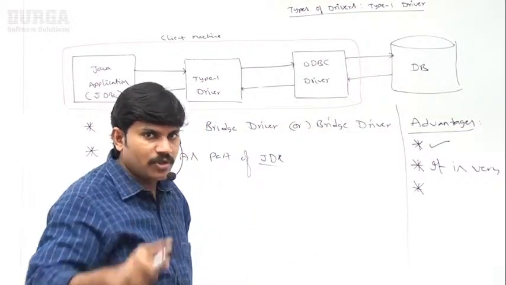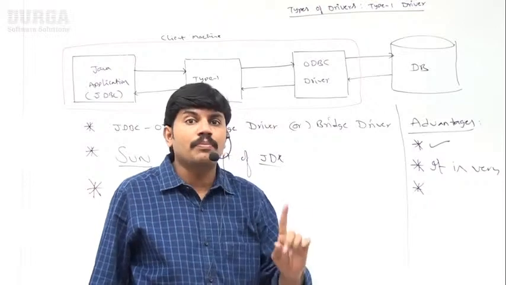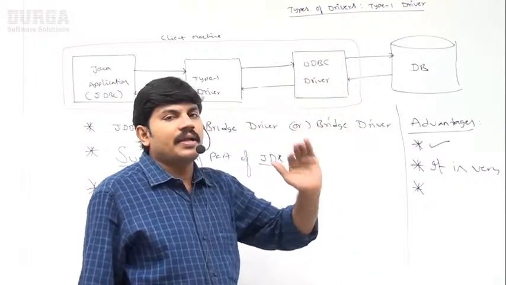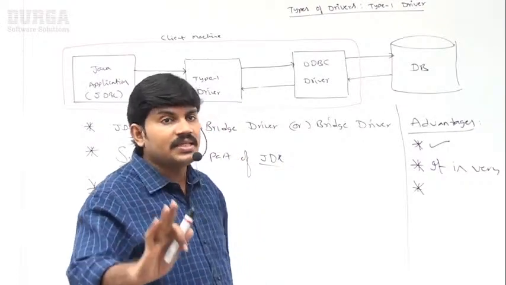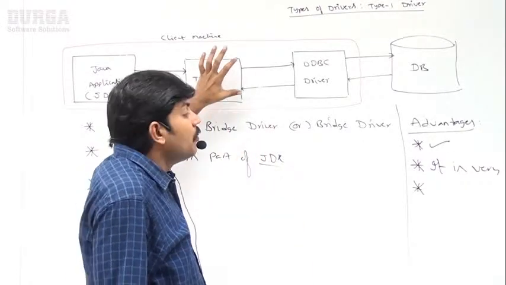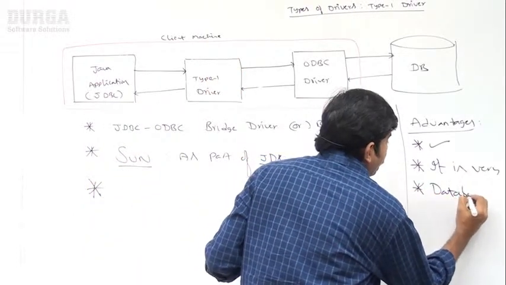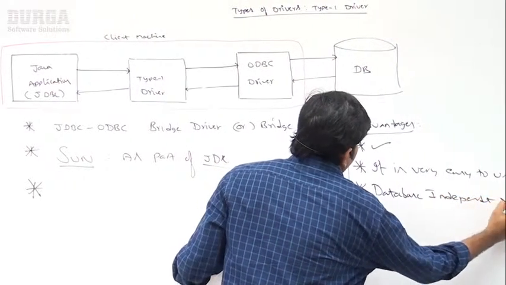Who is responsible to communicate with the database, right? The ODBC driver is responsible to communicate with the database. Clear for all of you? That's why migrating from one database to another database is very easy in the case of the type 1 driver, because it is a database independent driver. Are you getting it? Database independent driver.